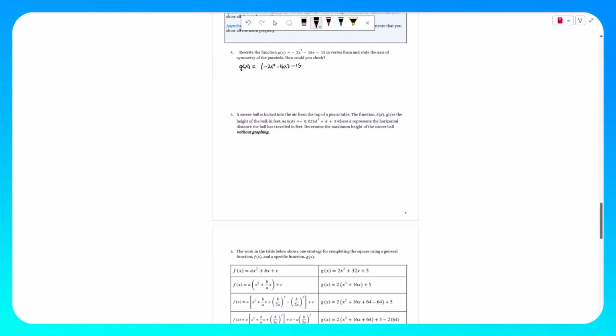The next thing we're going to do is take out a common factor. In this case, I'm going to take out a negative 2. Notice when I take a negative 2 out of negative 16, that turns to a positive. And then I'm going to find what I'm going to add and subtract. Well, my b value equals 8. So my b over 2 squared equals 16. So I'm going to add and subtract 16.